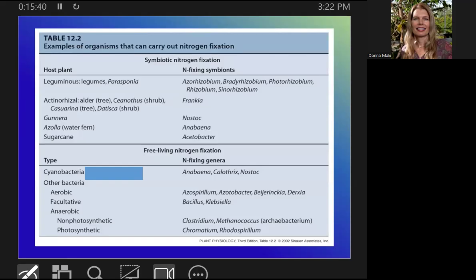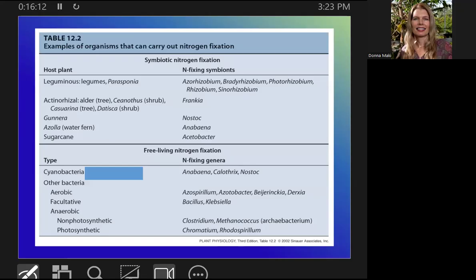So this is just an example of different plant species. On the top portion of the table, you can see there are different bacteria listed. You don't have to know this to any detail. I'm just showing you that there are different plants out there that can do this, including some important crops, sugarcane, obviously pretty important. There are also aquatic plants that have Azolla. And then on the bottom, these are just some bacteria that do it on their own and can just hang out and do it.